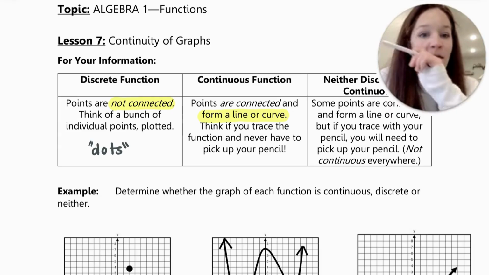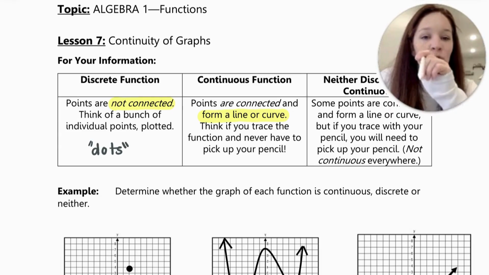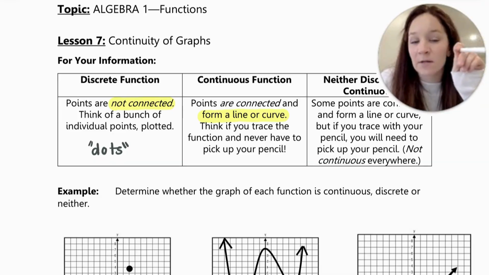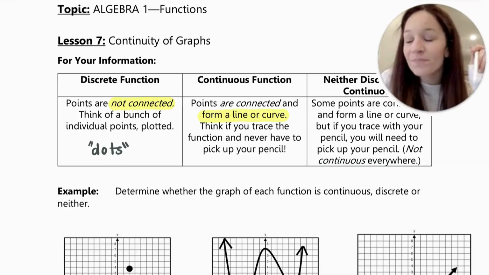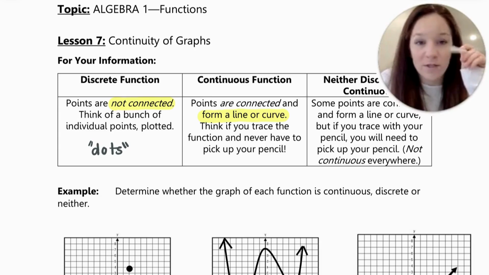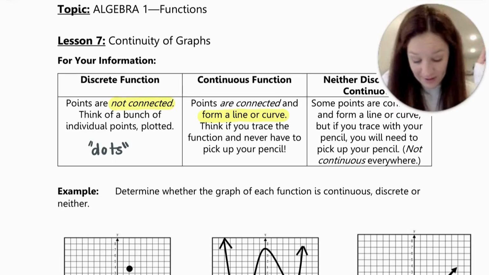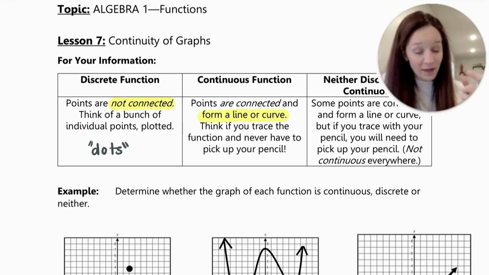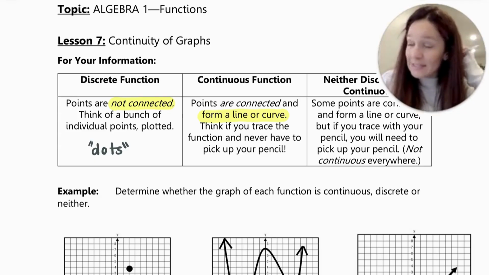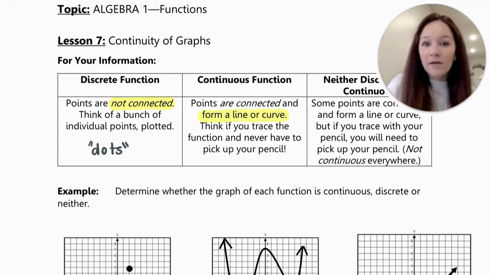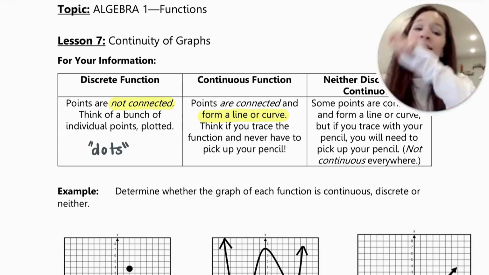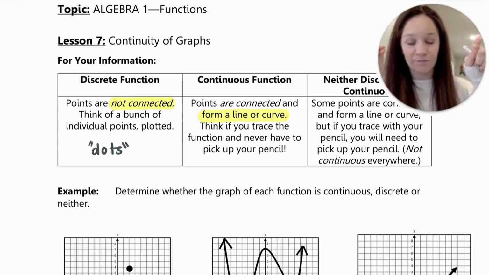It means that as I trace that line or curve, there are no gaps, okay? So continuous means it's just one smooth line or one really crazy curve, but there are no gaps in my function. So think of it as the opposite of discrete. Instead of being individual dots, everything's connected, okay?